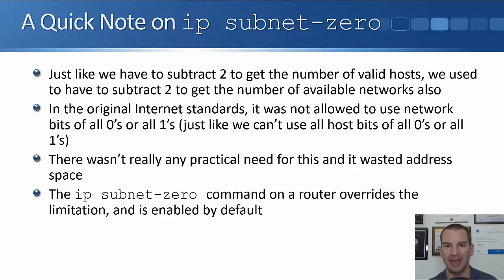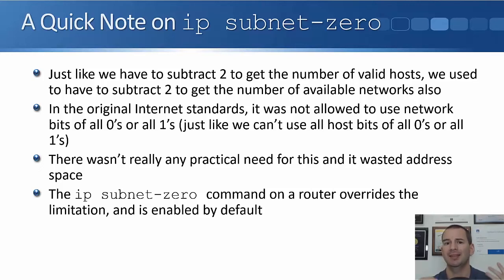However, there wasn't really any practical need for that, and it wasted address space. There is a practical need with the host bits because we've got that network address and the broadcast address that are actually used, but as far as the number of subnets go, we were taking away 2, not really for any good reason. So on Cisco routers now, for quite a long time, there's a default command of IP Subnet Zero, which disables that behavior. The command is enabled by default, so those 2 extra network addresses are available in Cisco networks.